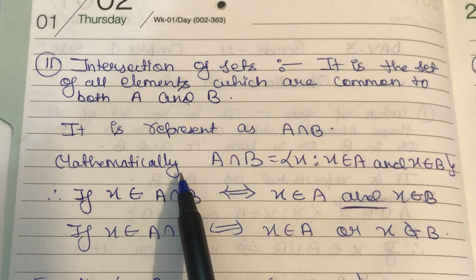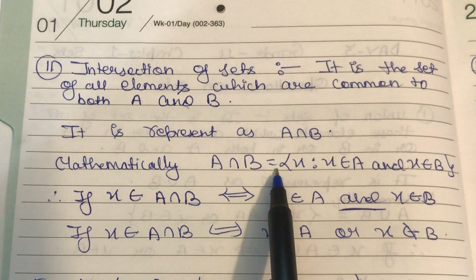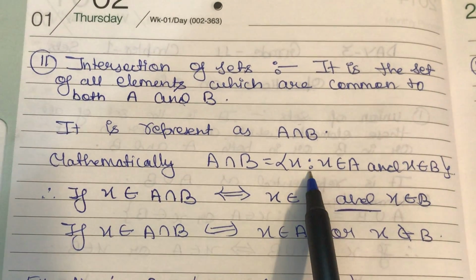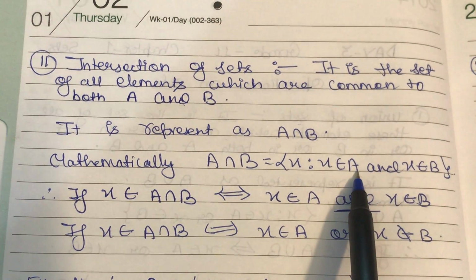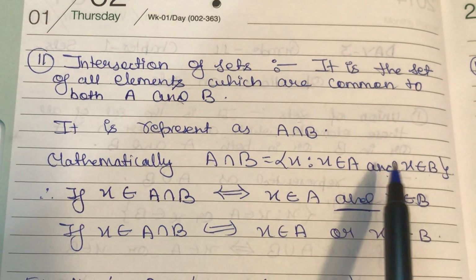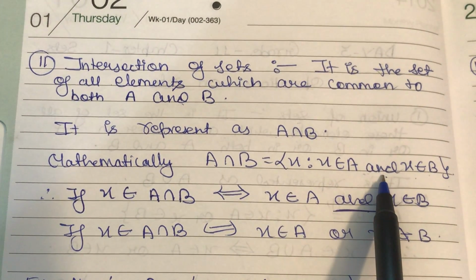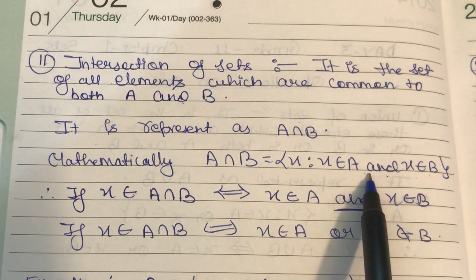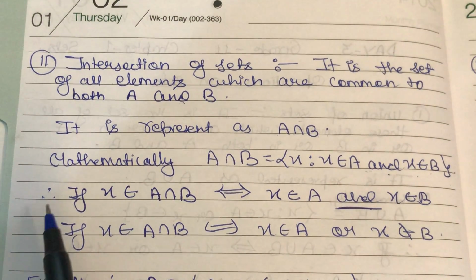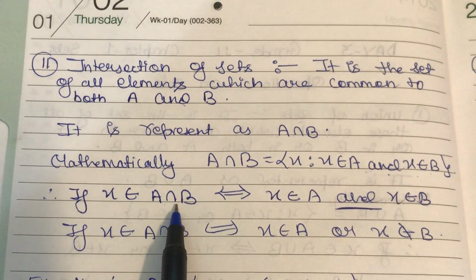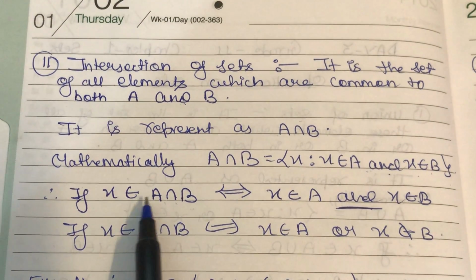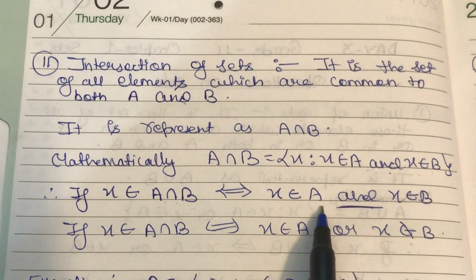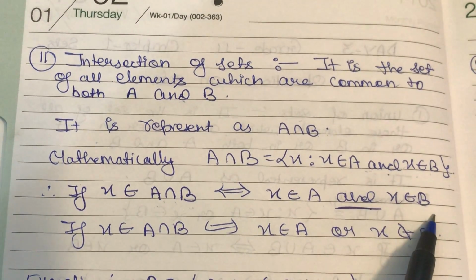So mathematically, how to write it? A intersection B is equal to the set of X, which is a variable over here, such that X belongs to A and X belongs to B. Can you notice the AND? Earlier what were we using? OR. And in the case of intersection we are using AND. So if X belongs to A intersection B, then this implies that X belongs to A and X belongs to B also.